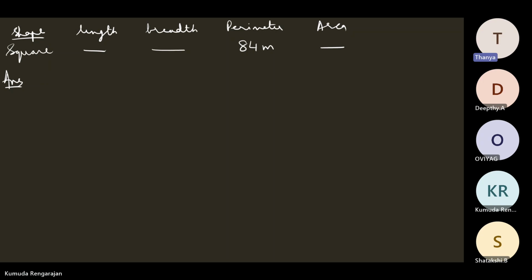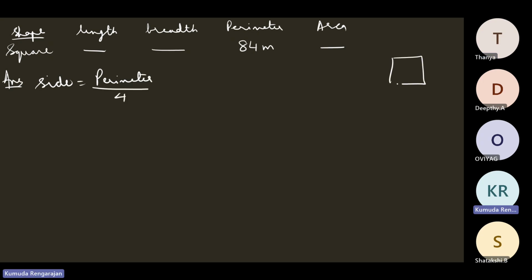Ma'am, we have to find perimeter. First, we have to find the length, ma'am. For that, the formula is perimeter divided by 4, ma'am. Okay, so I'll write side is equal to perimeter divided by 4. Because in a square, we mostly don't use the terms length and breadth. Though this is the length, this is the breadth, it's not incorrect, but normally we say side. When it's a square, we call all 4 sides as sides.